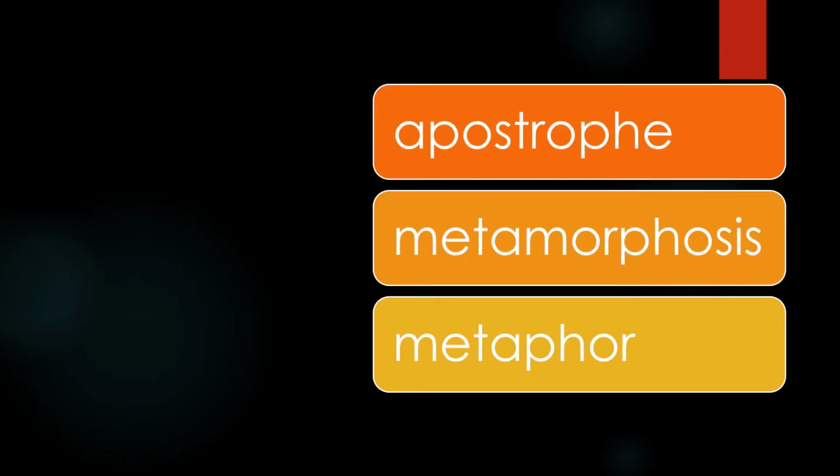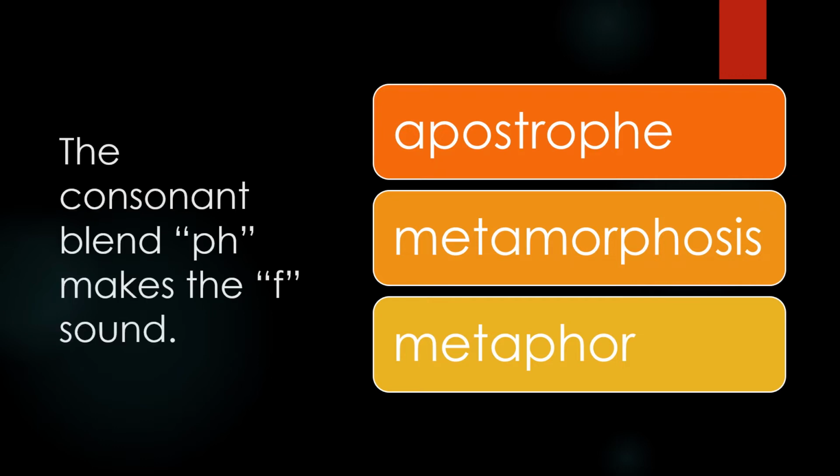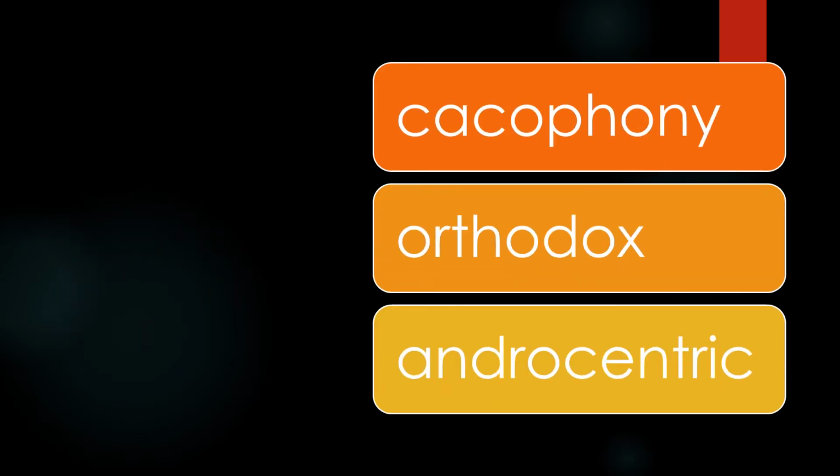Apostrophe, metamorphosis, metaphor. What do these words have in common? Here we go. The consonant blend PH makes the F sound, as in phone, as in metamorphosis, metaphor. All right, let's take a look at this. Cacophony is another word with that PH sound. That PH is that sound. But these words also have something else in common.